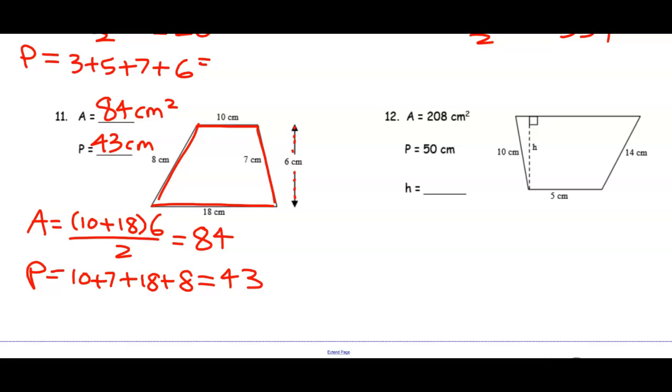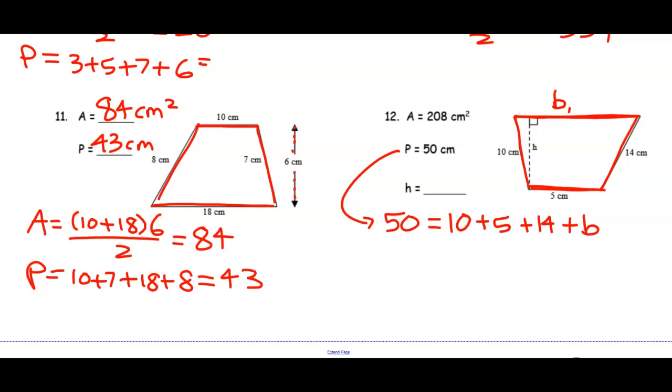Okay. Now, check this out. On number 12, we have a base, and we're missing, we'll call it base 1. Base 1's missing, base 2 is 5, and the height's missing. So, first of all, we can figure out base 1. If we know the perimeter is 50, we can set that equal to adding up all 4 sides. So my 4 sides are 10, 5, 14, and B1. 10 plus 5 plus 14 plus base 1.